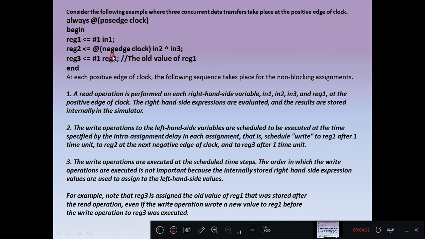Now in this case the order in which the statements are executed is not important because all the statements are evaluated at once and they are scheduled to assign after the time delay mentioned. Whether the assignment is done for register 3 first or register 1 first, it is not important. If register 1 is written with the value of IN1, still register 3 will get the old value of register 1, which was considered at the starting time.